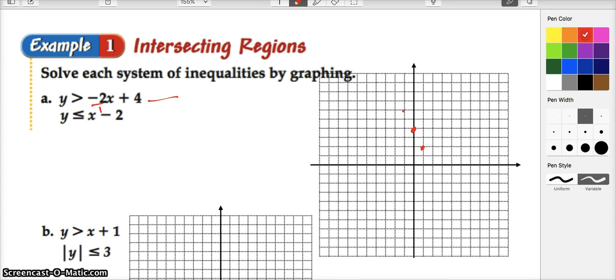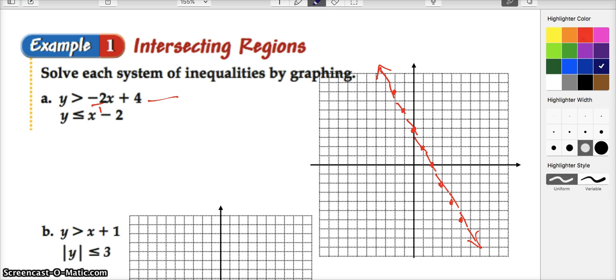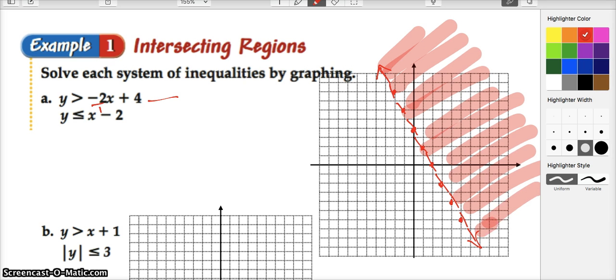Again, this should be reviewed, but if you find yourself feeling frustrated, let me know if this doesn't work. We said this is a dotted line, so I'm going to draw it like that, all the way down, down and over 2, down and over 2, something like that. So this is what the line should look like, and I'm going to be shading above because y is greater than this line. All right, so this is half of the answer.